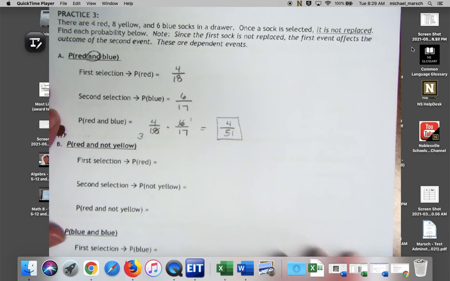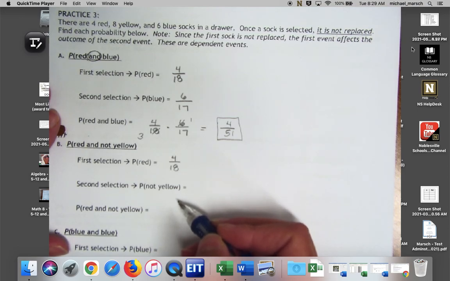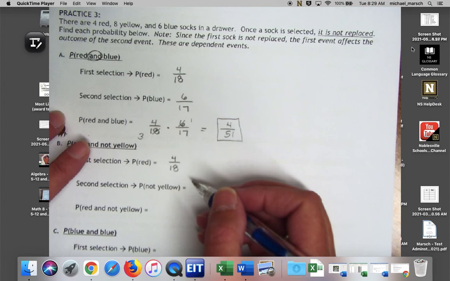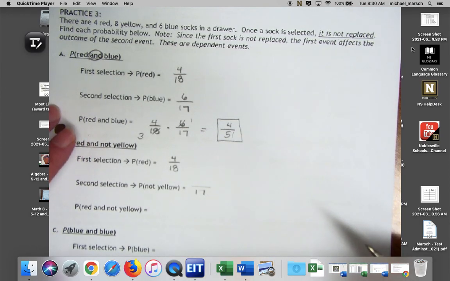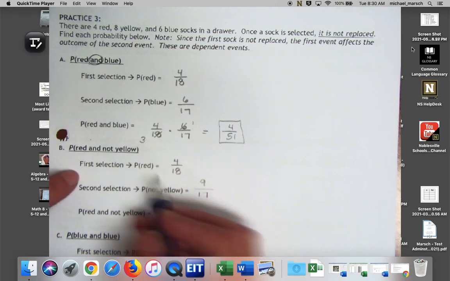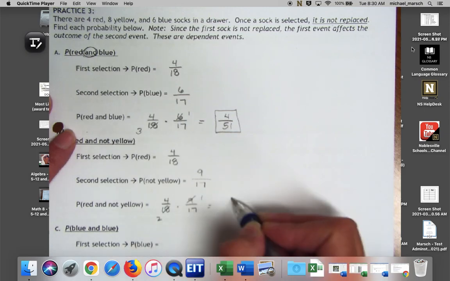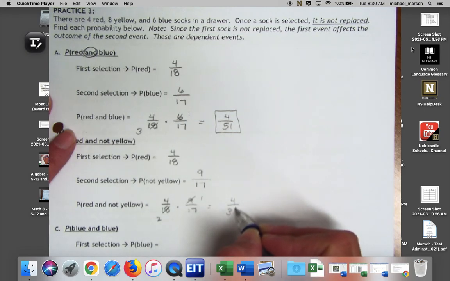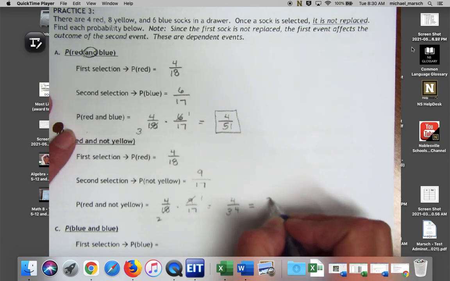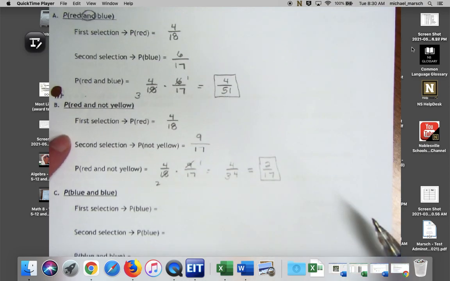All right, how about a red and then not yellow? Red again is 4 out of 18. Not yellow: how many socks are not yellow? Because this red one's gone, my total was 18, and I know my total is now 17. How many socks are left that are not yellow? One of the red ones is gone, so I have 3 red and 6 blue left. That gives me the 9. Remember, this red one wasn't replaced. 4 out of 18 times 9 out of 17. I'm going to do some fancy cross simplifying and get 4 out of 34, which can still simplify to 2 out of 17. So the probability of me choosing a red and then a sock that's not yellow is 2 out of 17. Those are the chances.